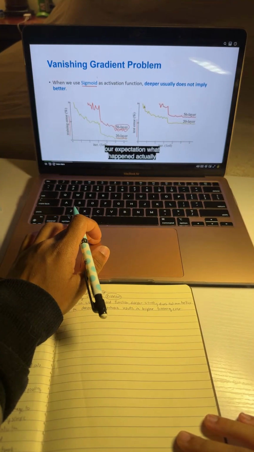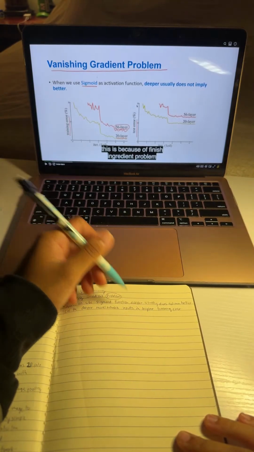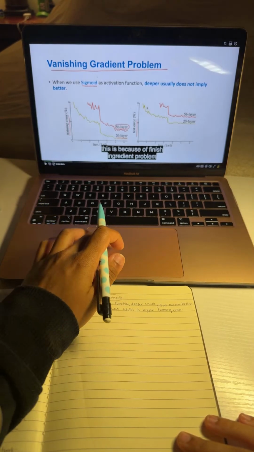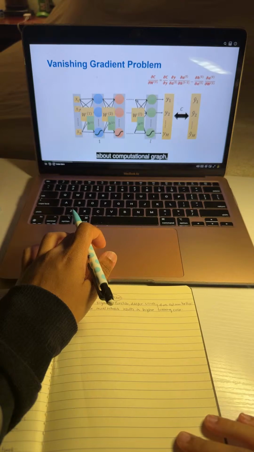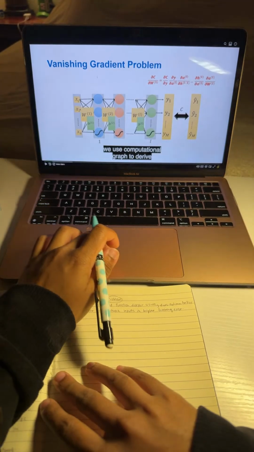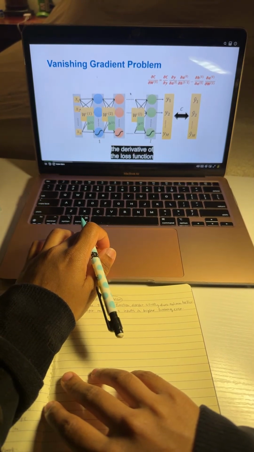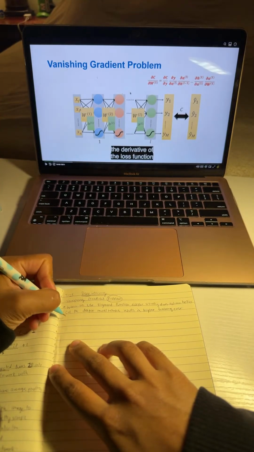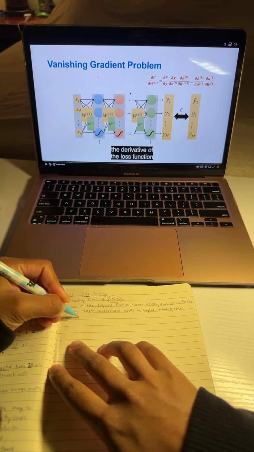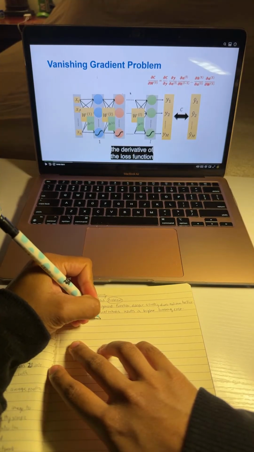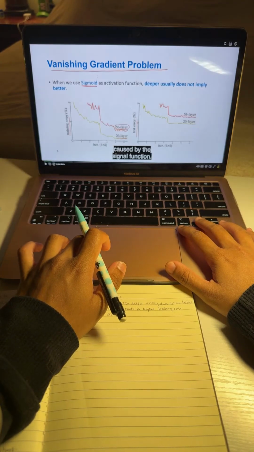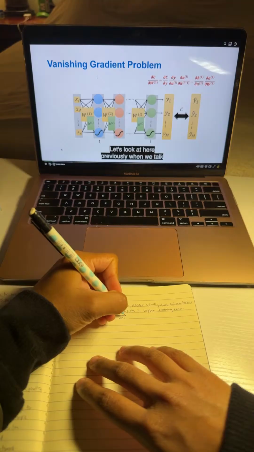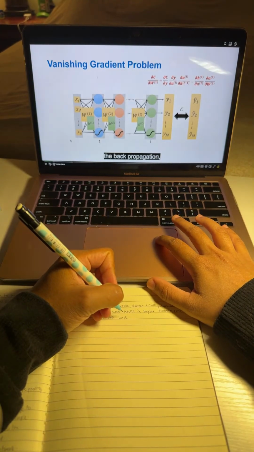What happened? Actually, this is because of the vanishing gradient problem caused by the sigmoid function. So let's look at here. Previously, when we talked about the computational graph and backpropagation, we used the computational graph to derive the derivative.